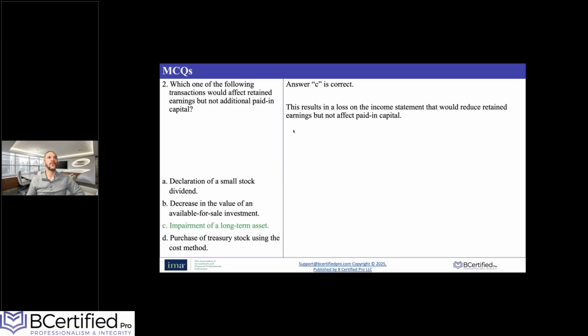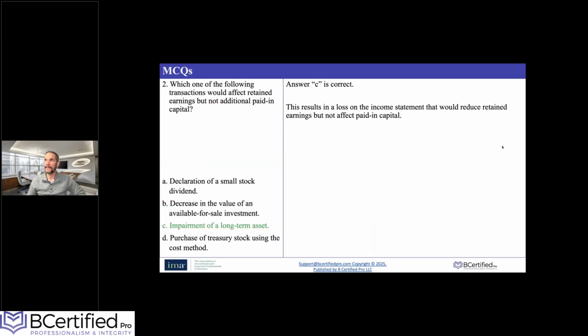Number 2, which one of the following transactions would affect retained earnings but not additional paid-in capital? Declaration of a small stock dividend affects both. A decrease in the value of an available for sale investment would affect our other comprehensive income, and it won't affect either of those. Impairment of the long-term asset will result in a loss. A loss would reduce our net income. Our lower net income would reduce retained earnings without any effect on additional paid-in capital. So that's the right answer.